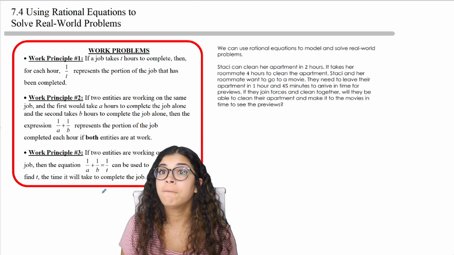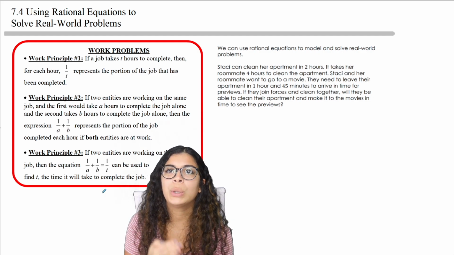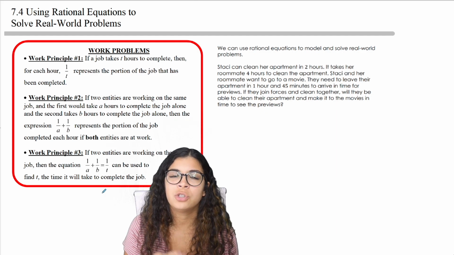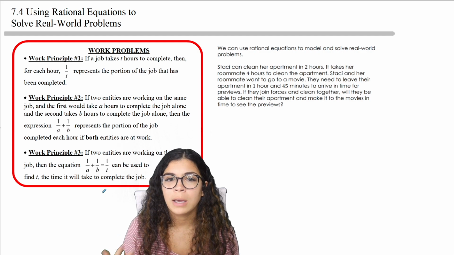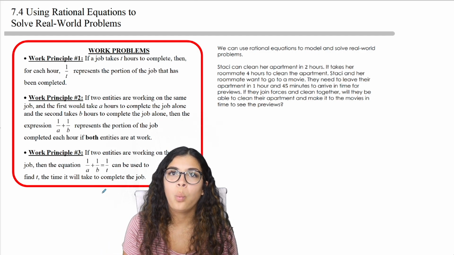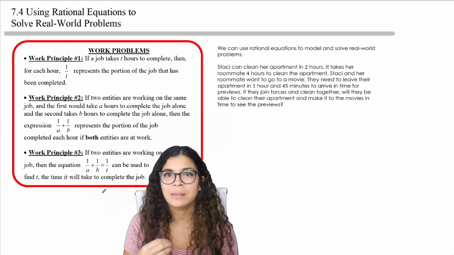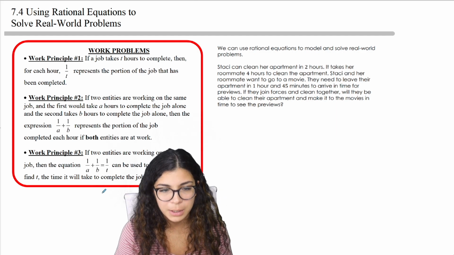Let's say it takes me 4 hours to complete. Well, then that means that for each hour, only 1/4 of the job has been completed, okay? So it's just a very simple work principle. If it takes you T amount of hours to complete a whole job, then each hour, 1 over T would represent the portion of the job that has been completed.